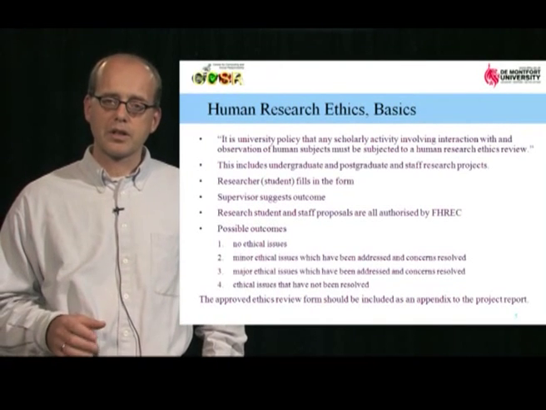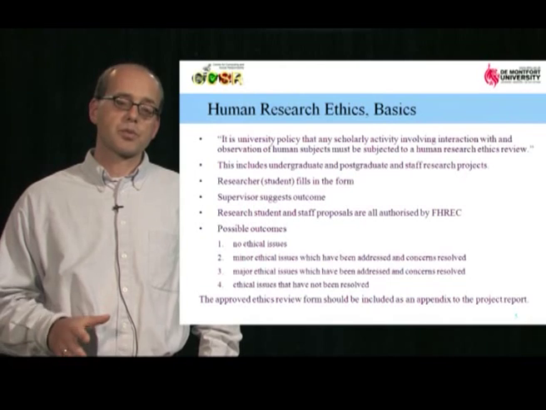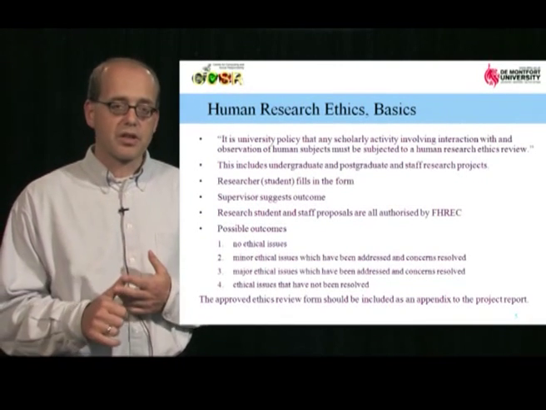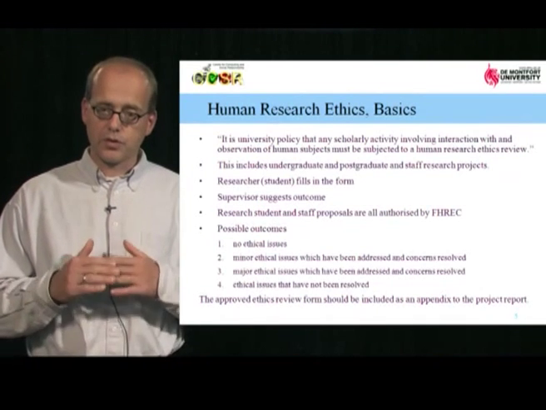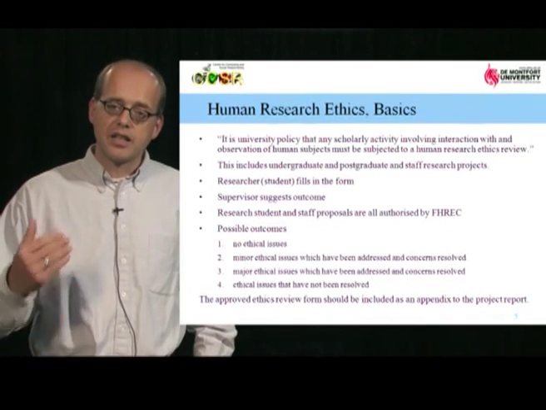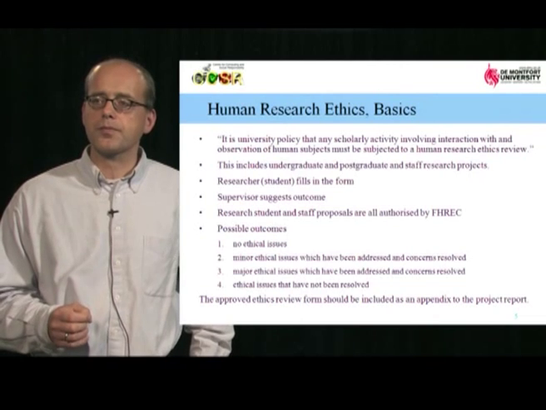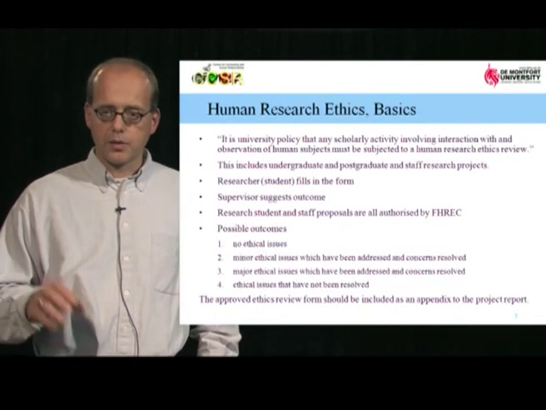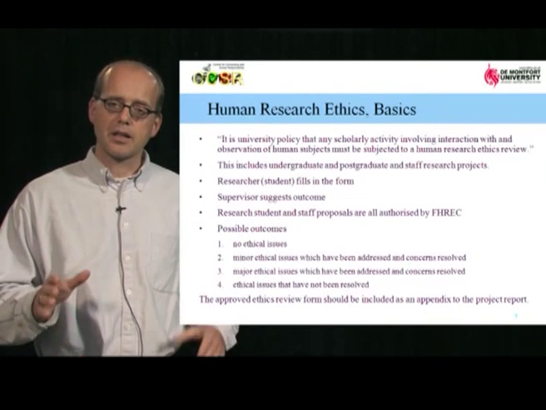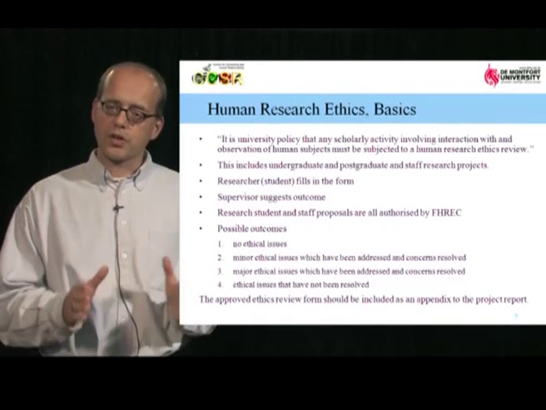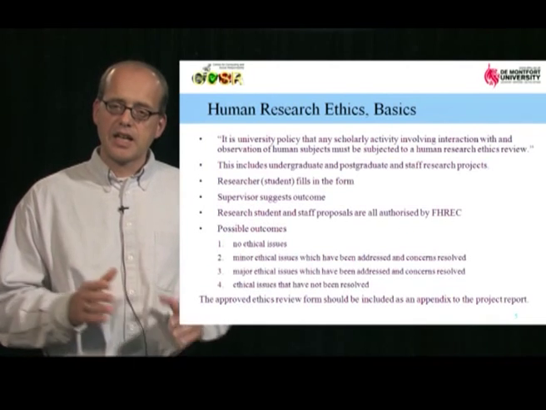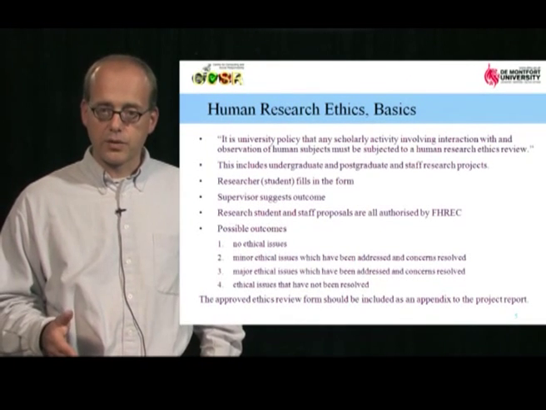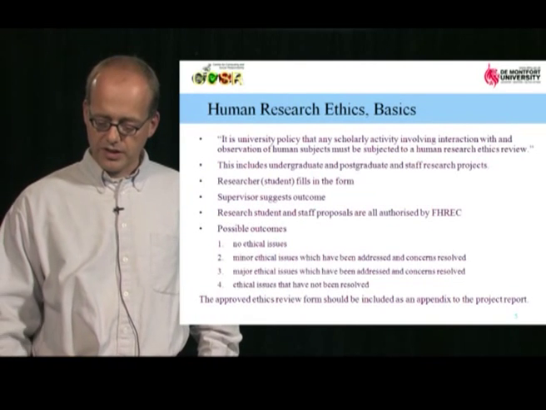And number 4, the outcome is if there are ethical issues which haven't been resolved. If the outcome is number 4, that means you're not allowed to do the research, it has to stop, you're not allowed to collect the data until you have resolved the issues. The form that documents this, the Human Research Ethics Approval Form, should in some way accompany the research. So if we're talking about final year projects, then the normal expectation would be that the form finds its way as an appendix into the final submission of the dissertation.